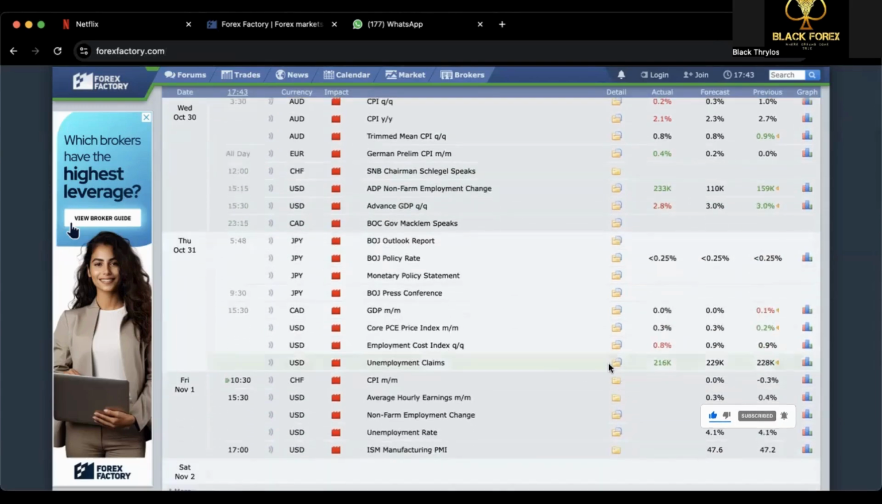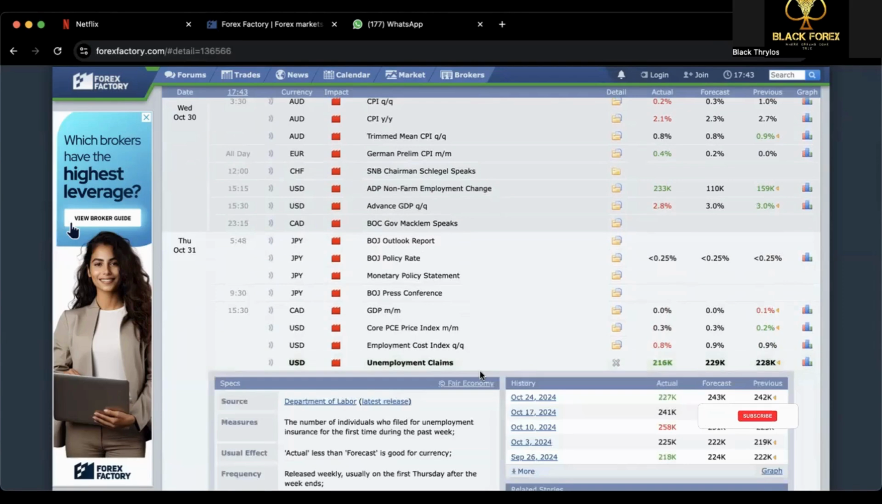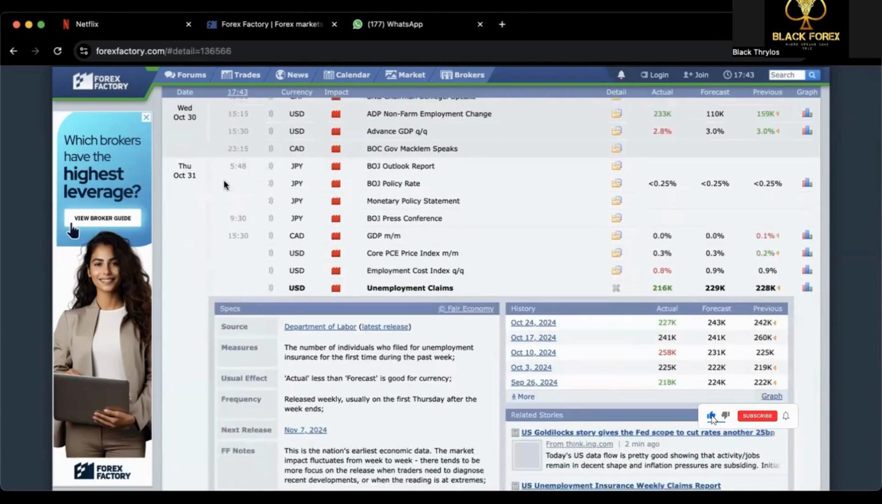is the unemployment claim right here. And this is always on Thursday. So we have the ADP on Wednesday and then the unemployment claims on Thursday. So this is the number of individuals who have filed for unemployment insurance during the first week of the past week. Right? Now, this is also another great indication of looking at how it's going to impact the pair, right?